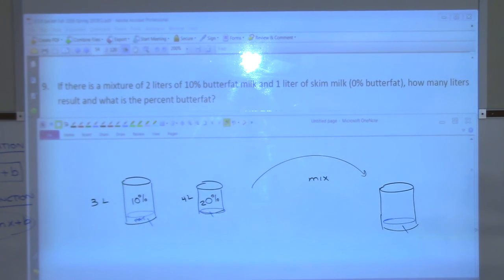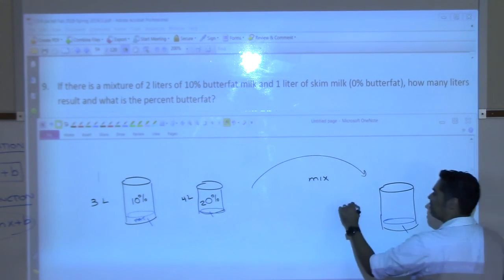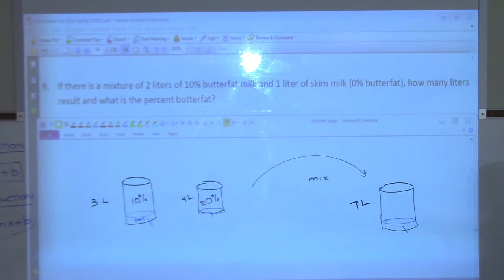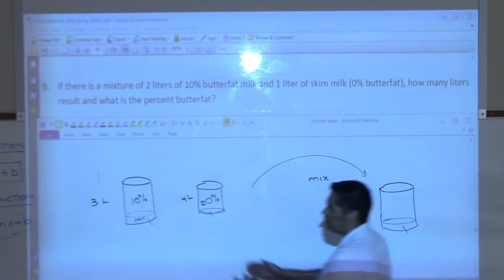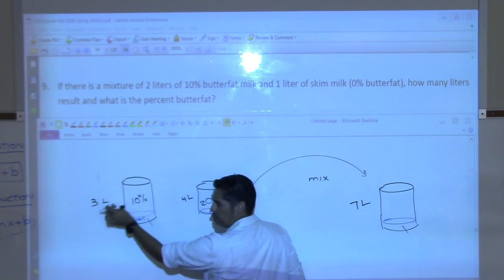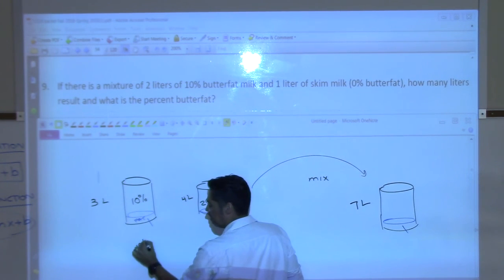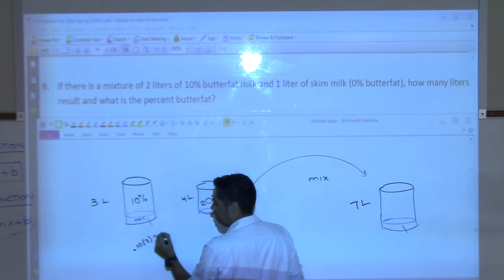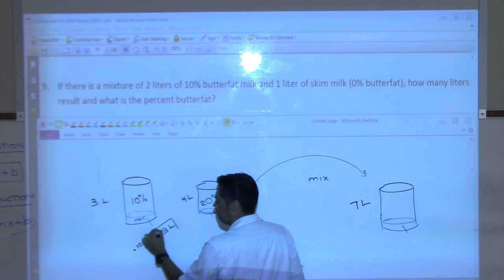Okay? So first question, Marcus, how many liters will I have in the mix? 7 liters. Okay, so that we just add, right? Jared, there you are, okay. Jared, how much fat do I have in this first container? 10% of 3, which would be 0.1 times 3, which is 0.3, right? Liters of fat. That's how much fat I have here.